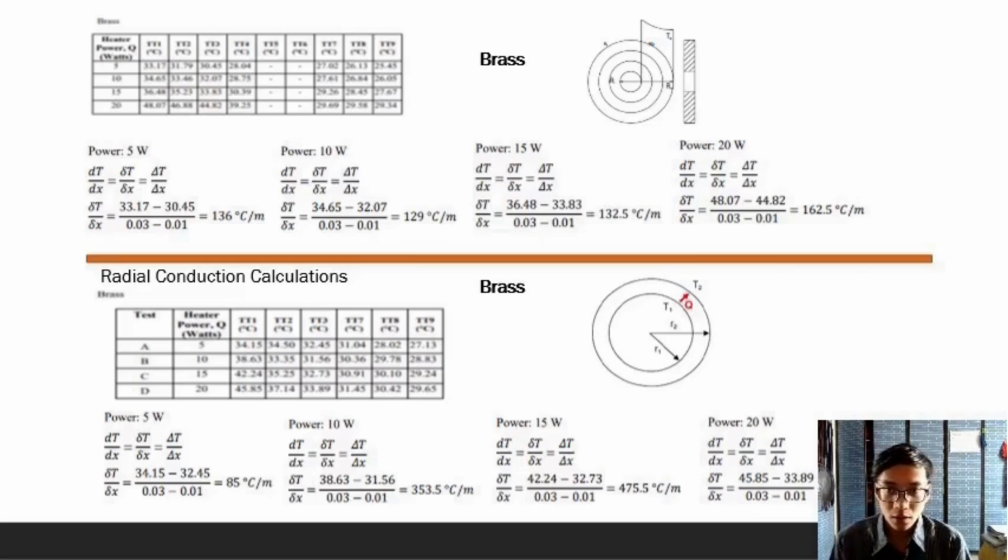For the radial conduction calculation for brass, the results have been given in the table. So we just put all the results into the equation using the formula dT over dx, equivalent to lambda T over lambda x, equivalent to the difference of temperature over the difference of x. For all the x, we assume that we take points 1 to 3.